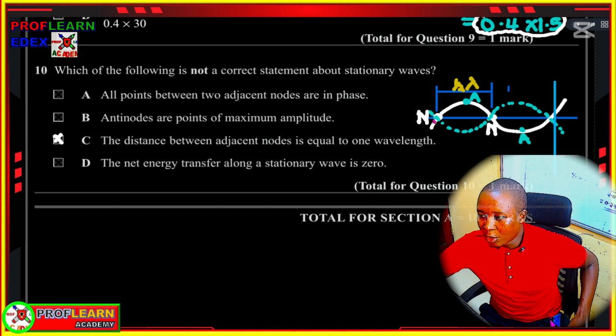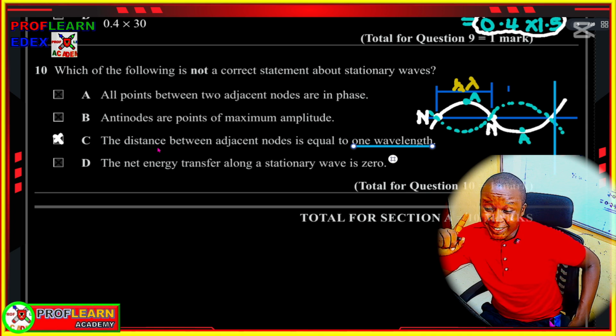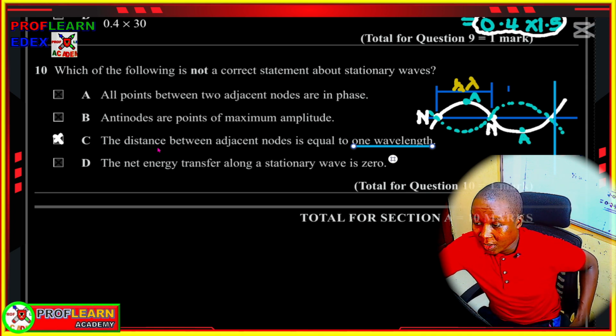The distance between two adjacent nodes is going to be half a wavelength, right? So the distance between adjacent nodes is equal to one wavelength. So that is very wrong, because we were supposed to choose a statement which is not correct about stationary waves. All points between two adjacent nodes are in phase.